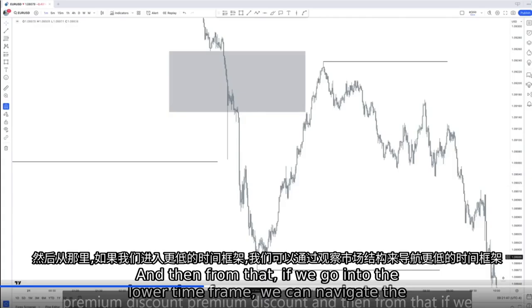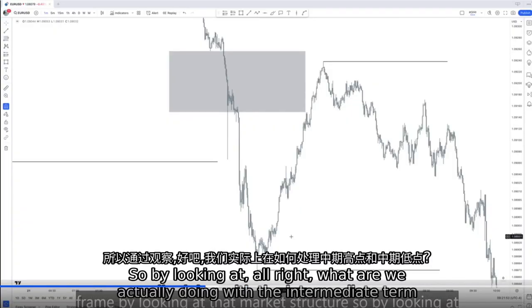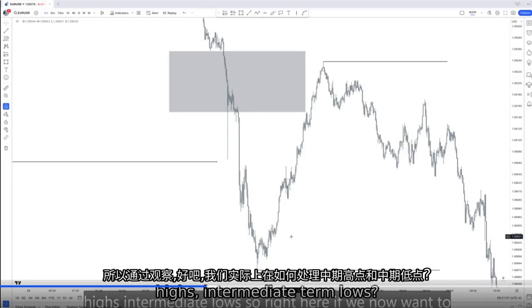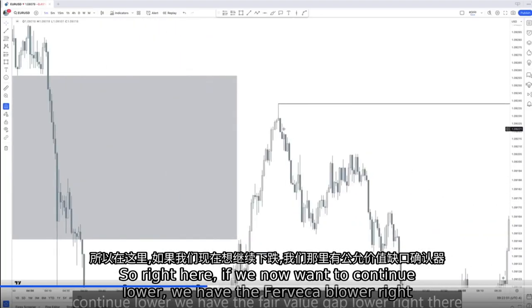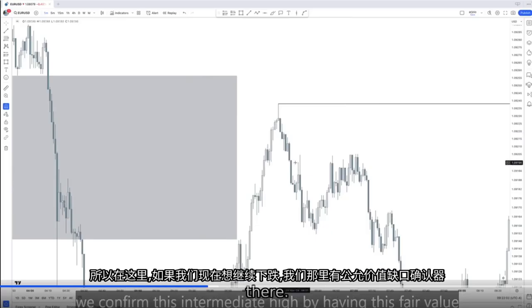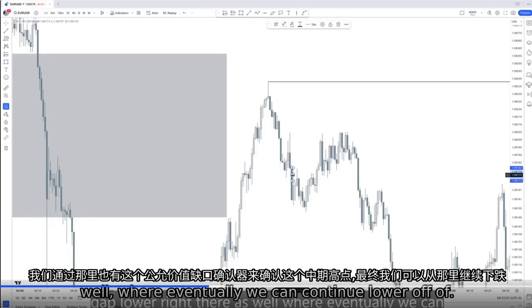And then from that, if we go into the lower time frame, we can navigate the lower time frame by looking at that market structure. So by looking at, all right, what are we actually doing with the intermediate term highs, intermediate term lows? So right here, if we now want to continue lower, we have the fair value gap lower right there. We confirm this intermediate term high by having this fair value gap lower right there as well, where eventually we can continue lower off of.